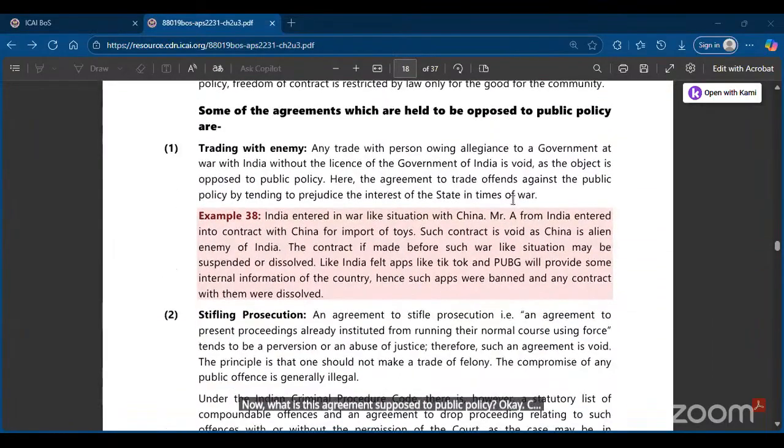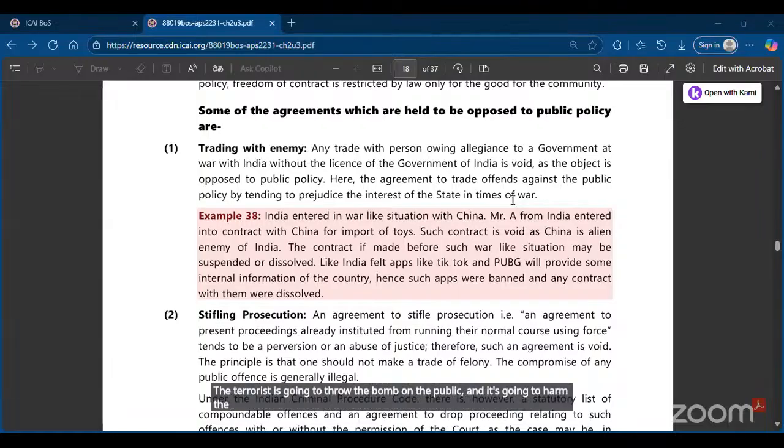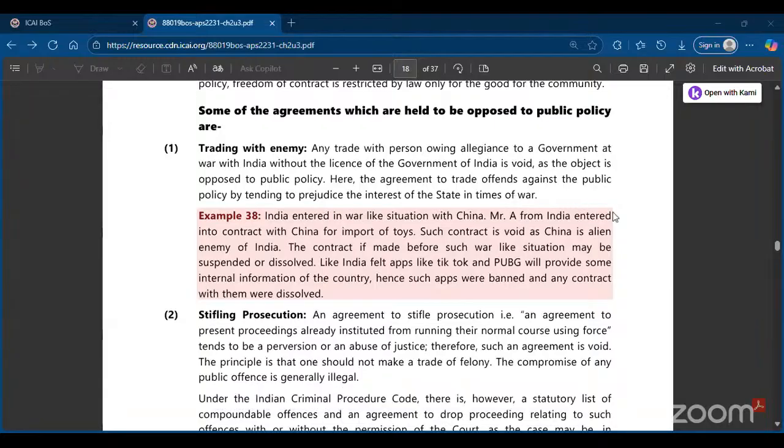See, public policy basically means anything which causes harm to the public at large. So, for example, let's say Pranav enters into a contract with a terrorist to give his house on rent to a terrorist to make RDX bombs. The terrorist is going to throw the bomb on the public and it's going to harm the public in some way or the other. So it's an agreement opposed to public policy.